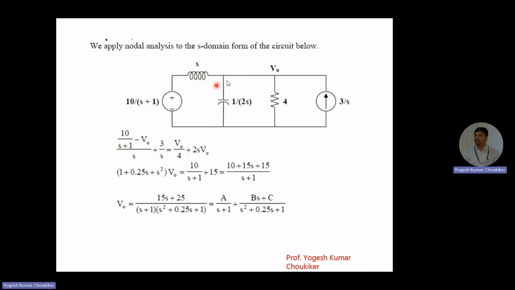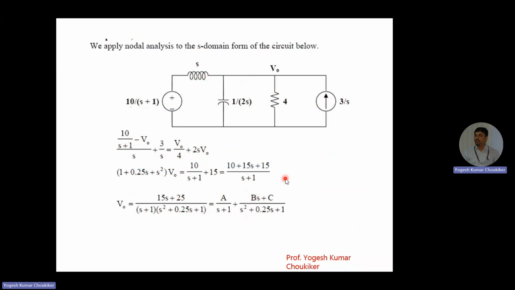So (10/(s+1) minus V0) divided by s, plus 3/s, equals V0/4 plus 2sV0. Here we can easily calculate the value of V0. V0 is finally (15s+25) divided by (s+1)(s²+0.25s+1). We go for the partial fraction: A/(s+1) plus (Bs+C)/(s²+0.25s+1). Now our job is to calculate the A, B and C values.